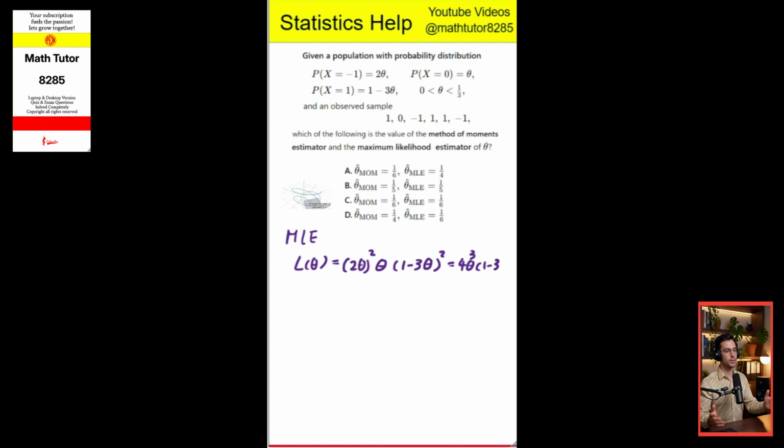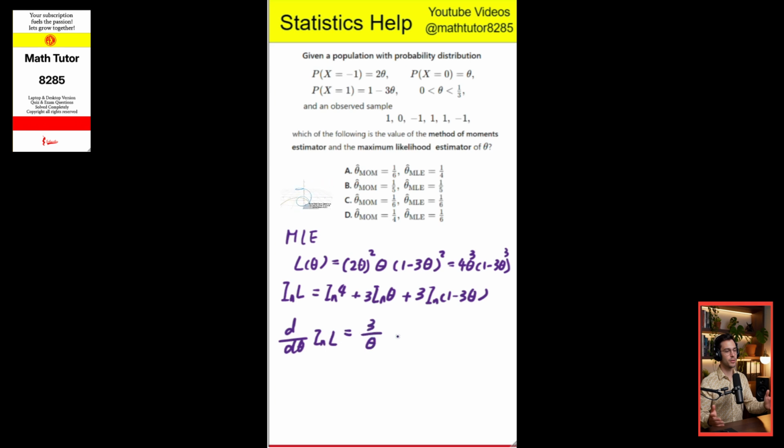Therefore, the likelihood is the product of the following 3 parts. The term 2 times theta appears twice. The term theta appears once. The term 1 minus 3 times theta appears 3 times. Multiplying these gives a likelihood proportional to 4 times theta cubed times the quantity 1 minus 3 times theta raised to the 3rd power. Take the natural logarithm of the likelihood.